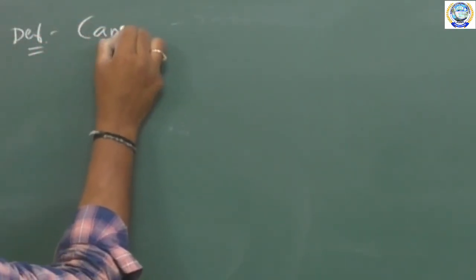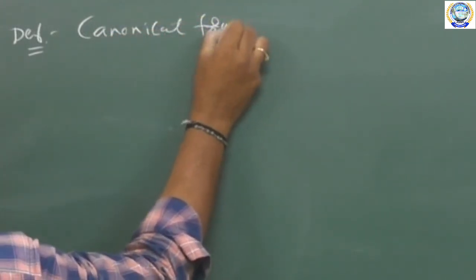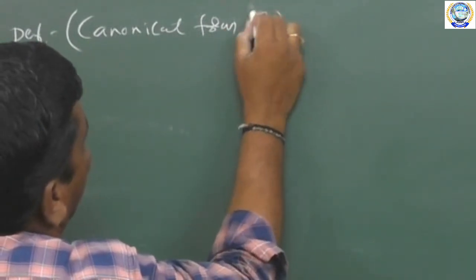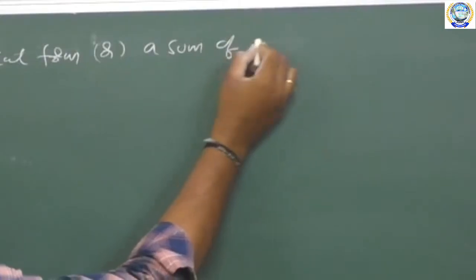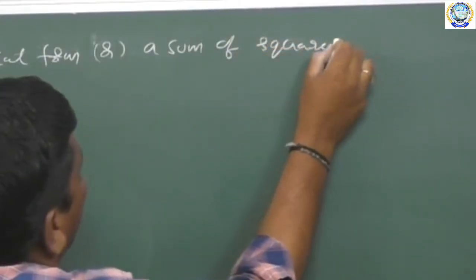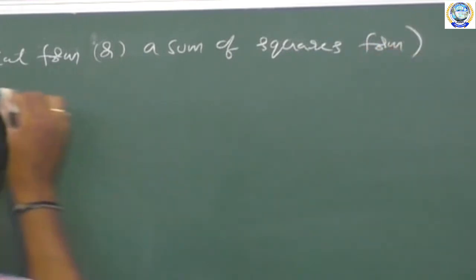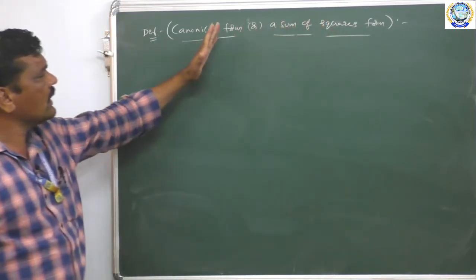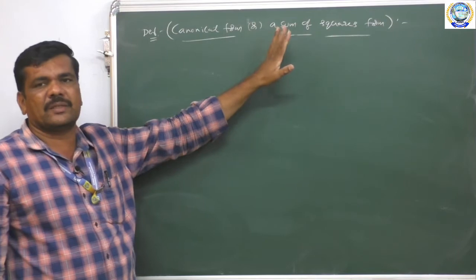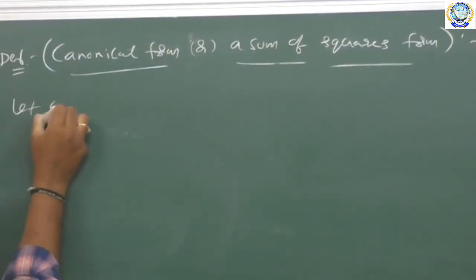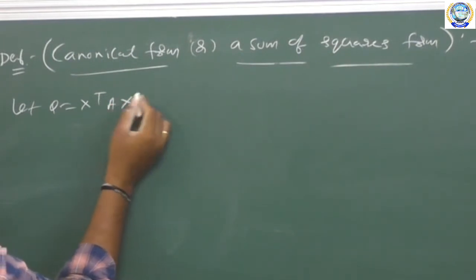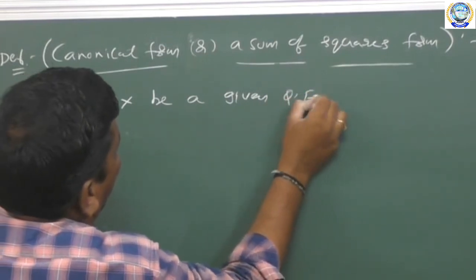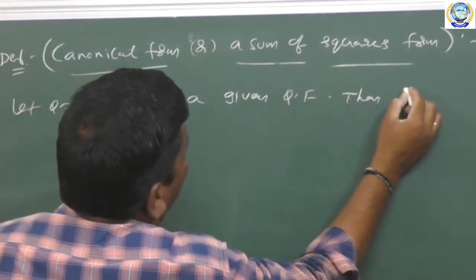Definition of a canonical form, or a sum of squares form. The canonical form or sum of squares form means a quadratic form which contains only square terms. Now the definition is, let Q is equal to x transpose Ax be a given quadratic form.